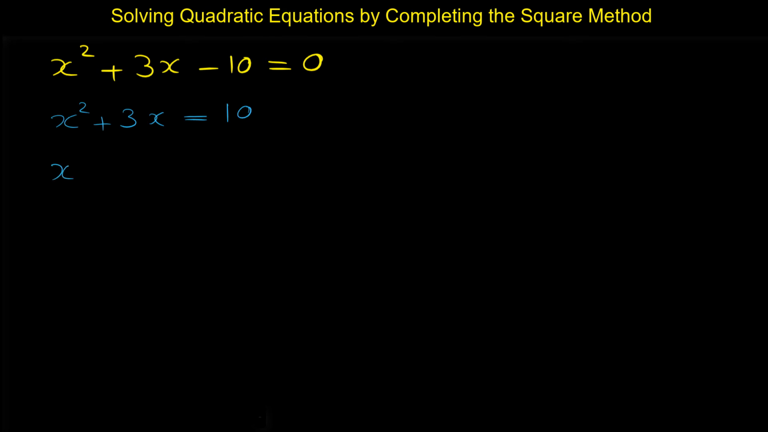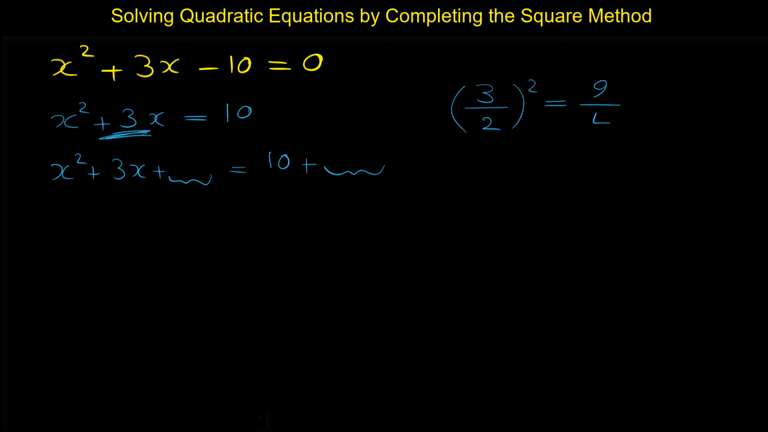The next step is to add a number to the left side and the right side of the equation. What is that number? Divide the coefficient of x, which is 3, by 2 and square it. (3/2)² is 9/4. Square 3 squared is 9, 2 squared is 4. So (3/2)² is 9/4. So we add 9/4 to the left and right side of the equation.